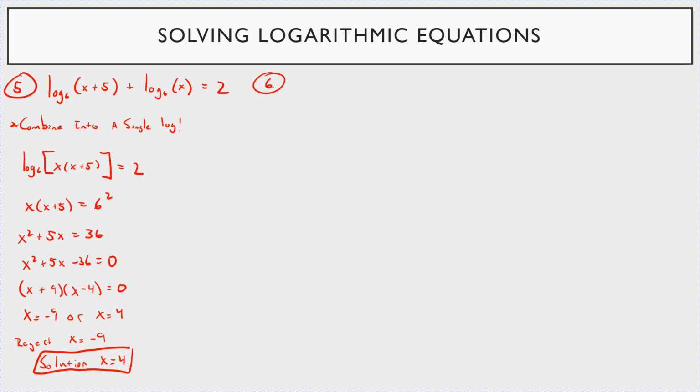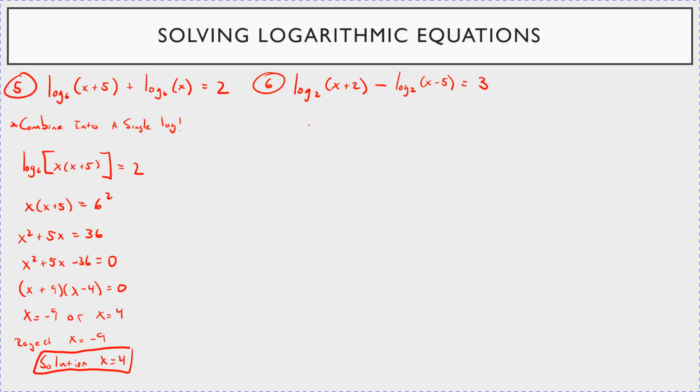All right, let's try this one. You just saw me do one, so let's try this. Log base 2 of x plus 2 minus log base 2 of x minus 5 is equal to 3. So how would we solve this one? Here we combine into a single log using the quotient rule.